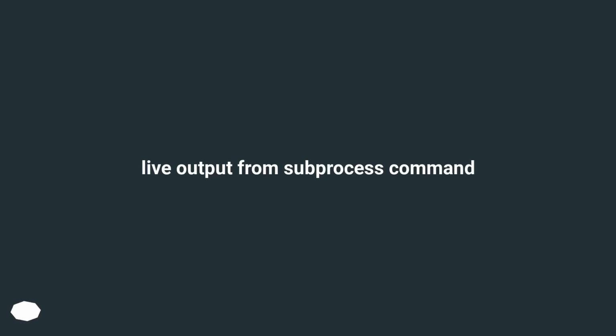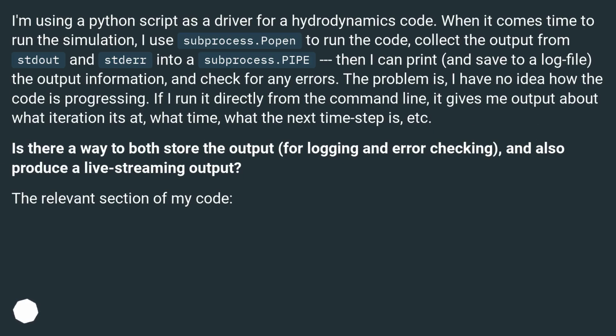Live output from subprocess command. I'm using a Python script as a driver for hydrodynamics code. When it comes time to run the simulation, I use subprocess.Popen to run the code, collect the output from stdout and stderr into a subprocess.PIPE, then I can print, and save to a log file, the output information, and check for any errors. The problem is, I have no idea how the code is progressing.